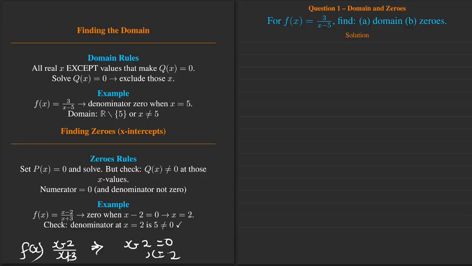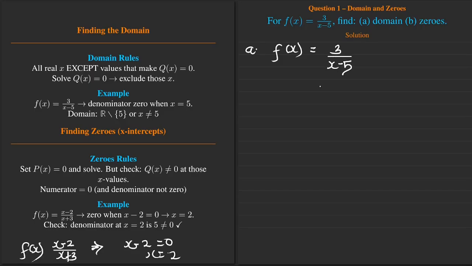So our first question here, we have to find the domain and the zeros. It says, for f of x equals 3 over x minus 5, find first of all the domain. And then secondly, find the zeros of this rational function. So how do we go about it? For the first one, first of all, we know f of x is equal to 3 over x minus 5.